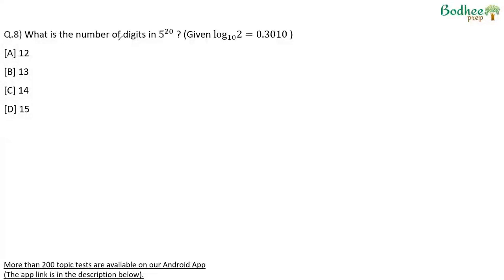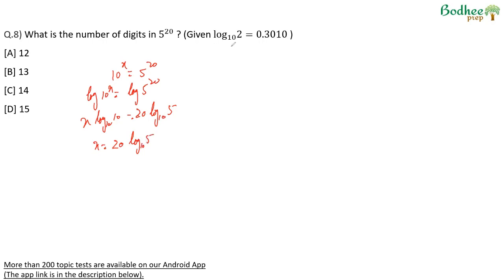What is the number of digits in 5 raised to power 20? Let 10 raised to power x be 5 raised to power 20. Taking log to the base 10, we get log of 10 raised to power x is equal to log of 5 raised to power 20, which means x log 10 to the base 10 is equal to 20 log 5 to the base 10, which means x is equal to 20 log 5 to the base 10.